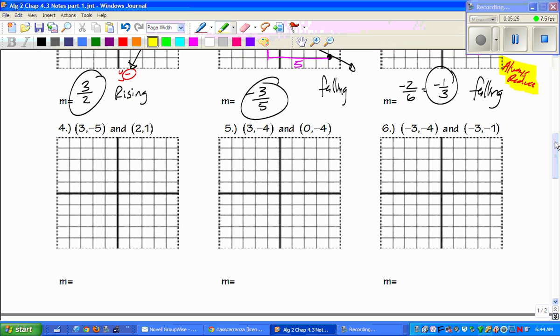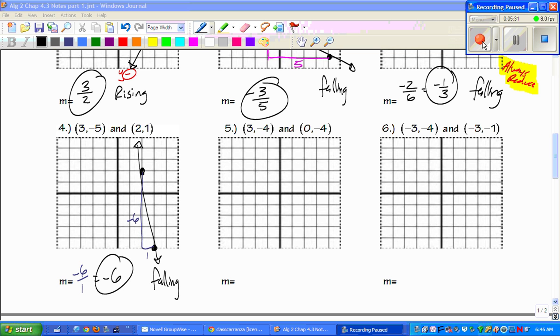All right. Number 4, why don't you guys go ahead and pause the video and see how you do. You should have got that this was a falling graph. You're going down 6 and to the right 1, so negative 6 over 1, which reduces to negative 6.